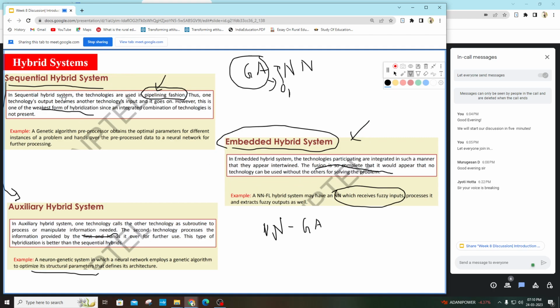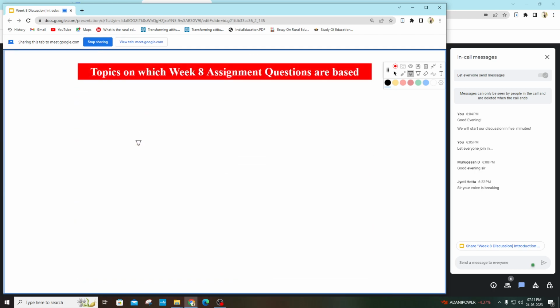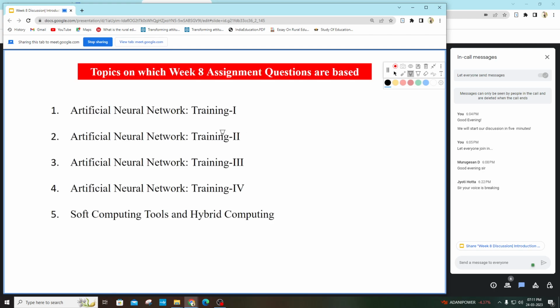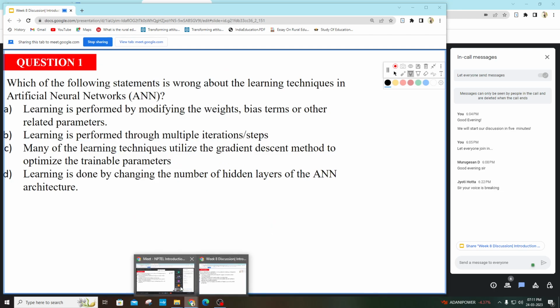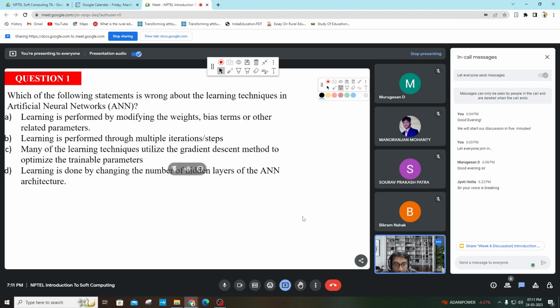Okay, so these are the three hybrid systems. Is this clear? Yes, sir. Clear. Okay, so let's move on to the questions. The questions will be discussed on these topics: artificial neural network, training 1 to 4, soft computing tool and hybrid computing. I hope everyone will be participating in the discussion. I want this session to be interactive.